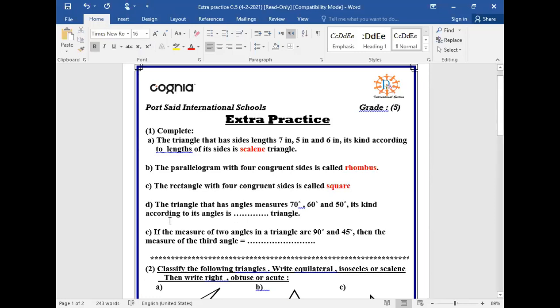Okay, the next one. Kenzie? Yes, Mister. Yes, Kenzie. The triangle that has angle measures 70 degrees, 60 degrees and 50 degrees. Its kind according to its angles is acute. Here, this triangle has three acute angles. 70 is acute, 60 is acute, and also 50 is acute. For that, this triangle is acute triangle.